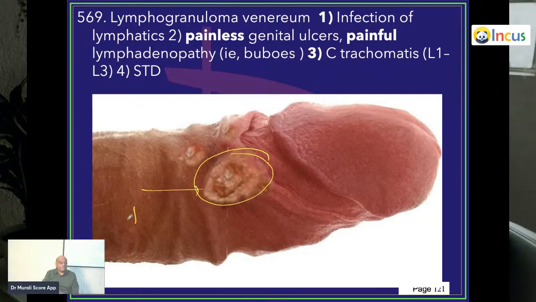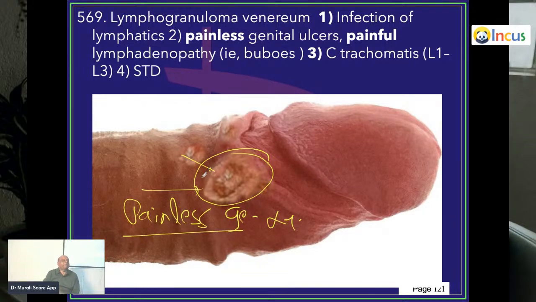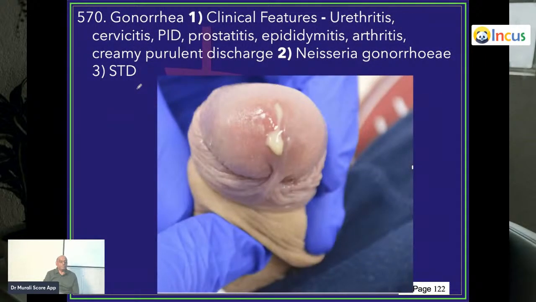But this is a painless, please remember, painless genital ulcer. But lymphadenopathy is painful. Lymph nodes are painful, but the genital ulcer is not painful. And those painful lymph nodes inguinally are called buboes. And Chlamydia trachomatis, L1 to L3, it is also sexually transmitted, is what you need to remember.